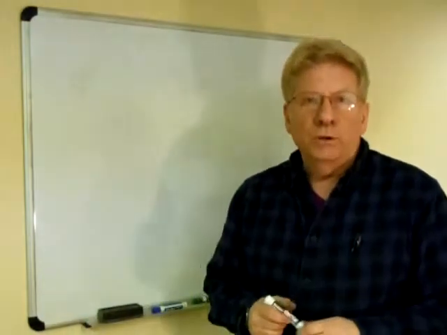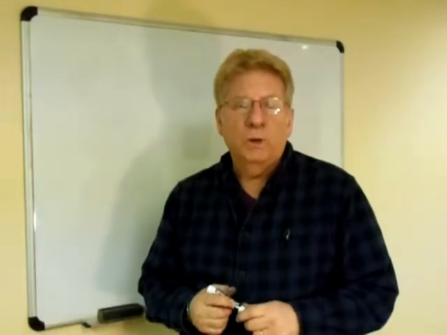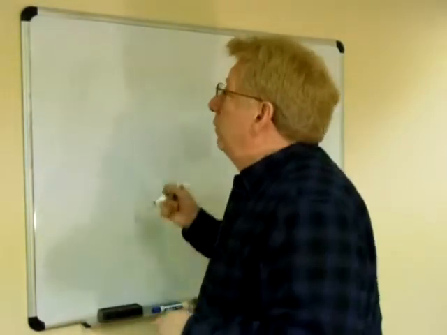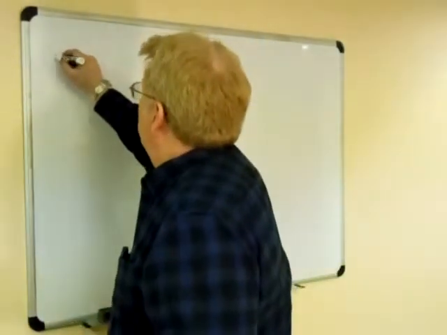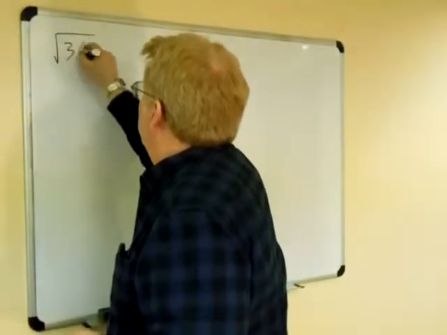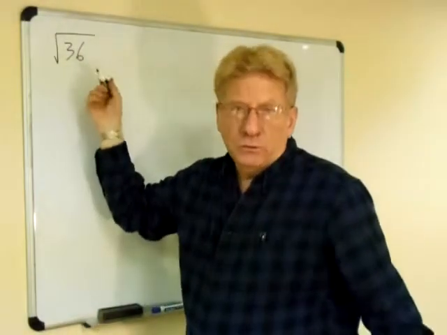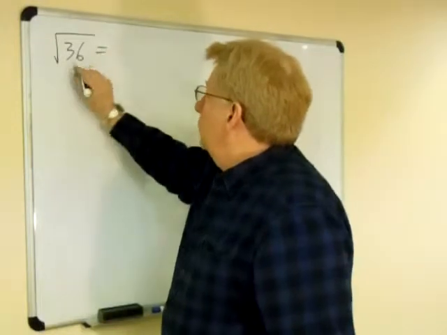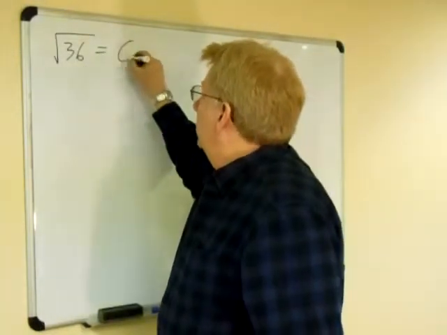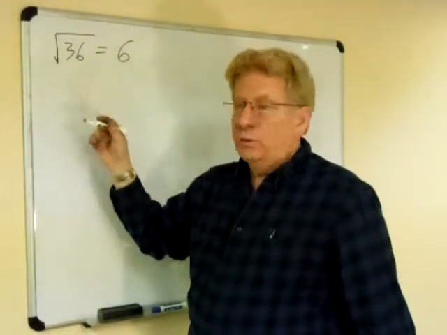In this video we're going to simplify radical expressions. First one we'll take is square root of 36, and that's simply 6. 36 is a perfect square. 6 times 6 is 36.